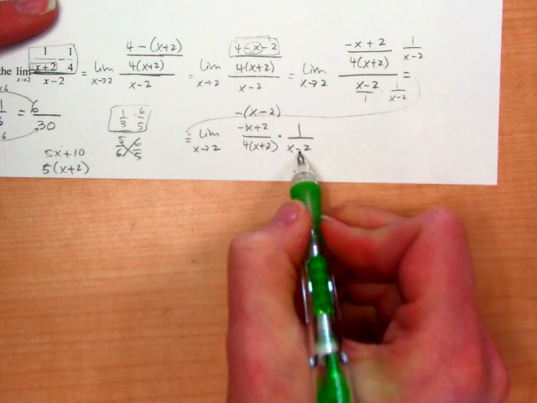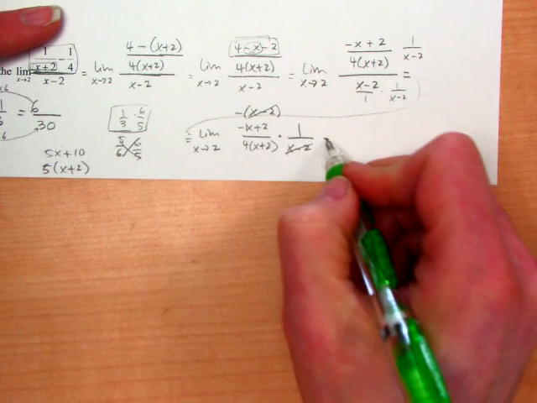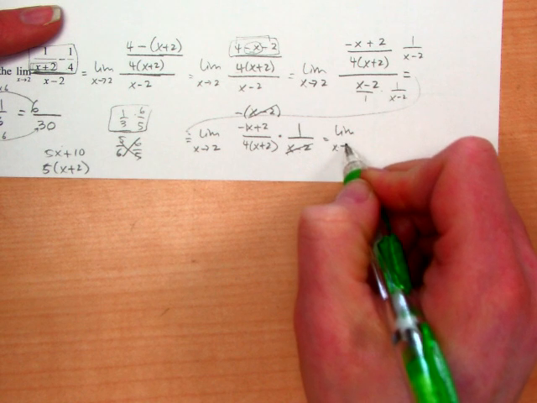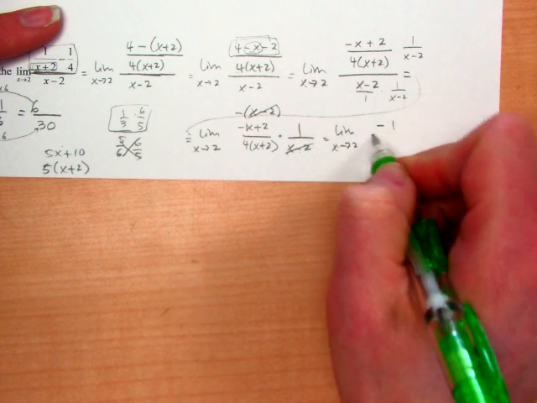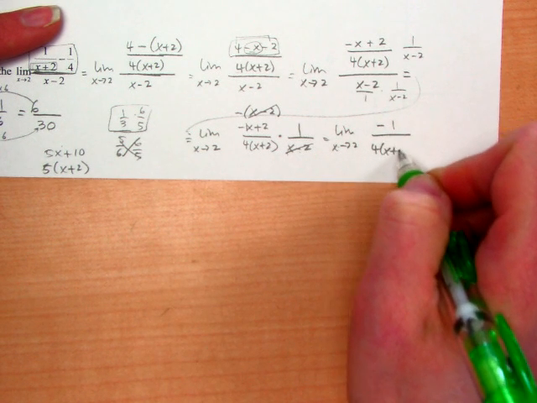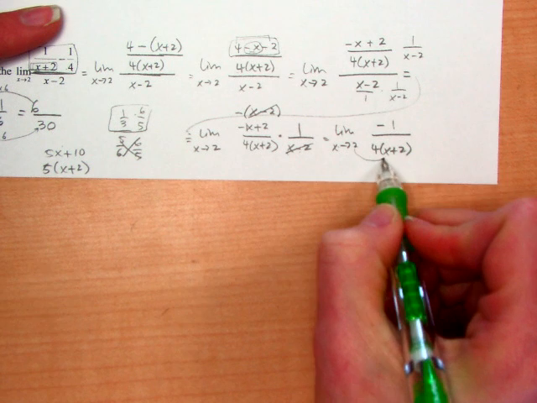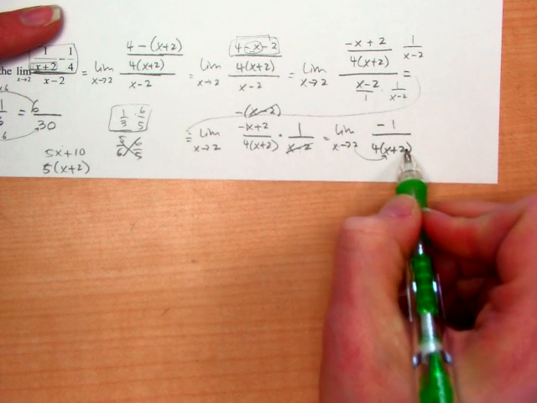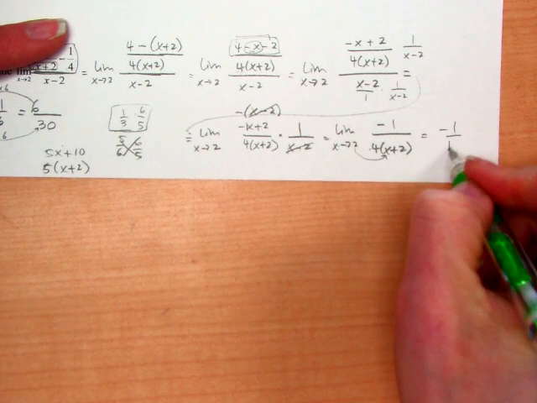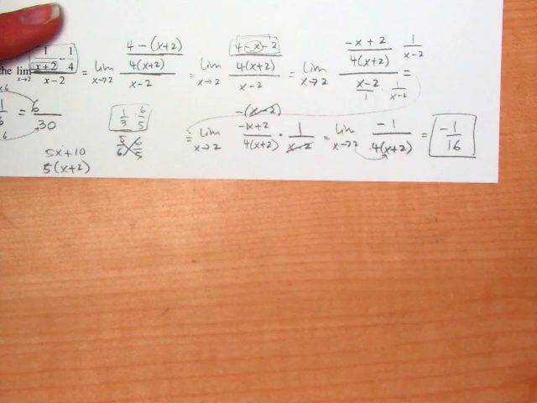And now I just found something I can cancel. So I'm left with the limit as x approaches 2 of a negative 1 over 4 x plus 2. And now I don't have any problem plugging a 2 in right there. 2 plus 2 is 4 times 4 is 16. So negative 16th is where we're at on that one.